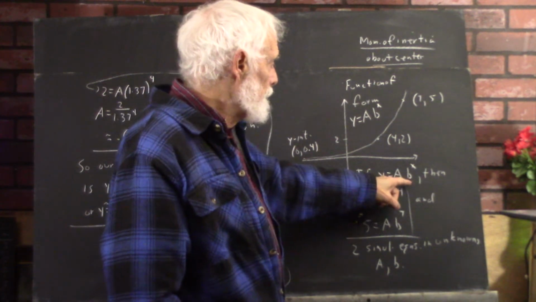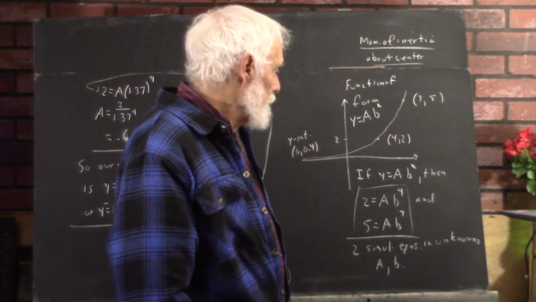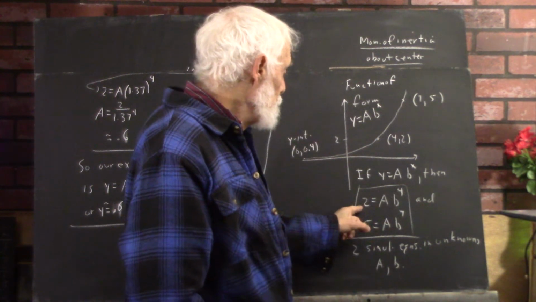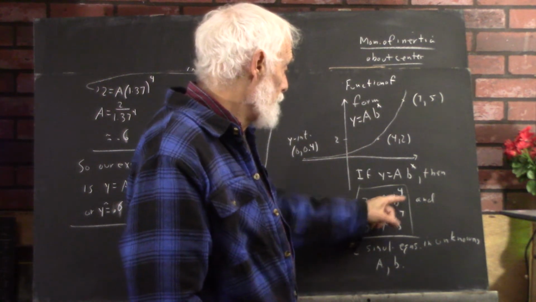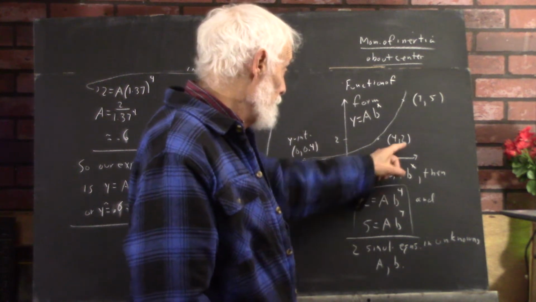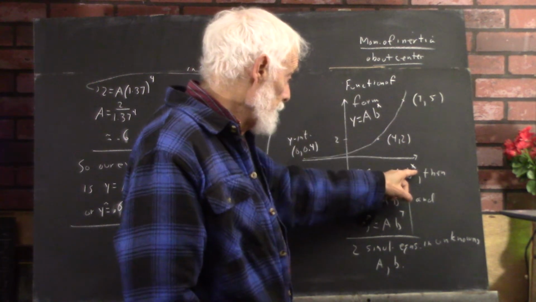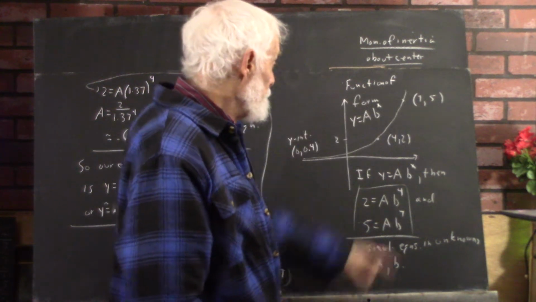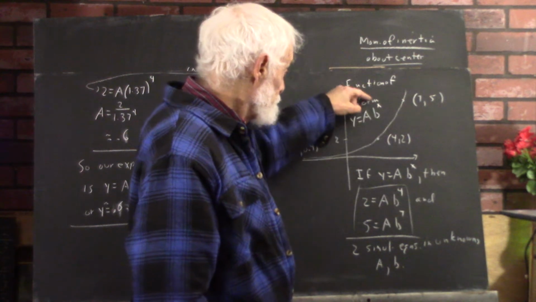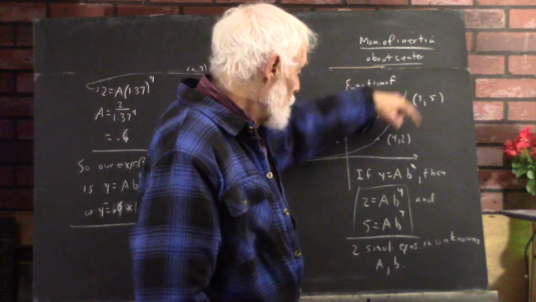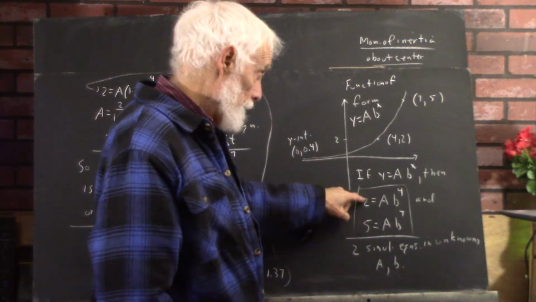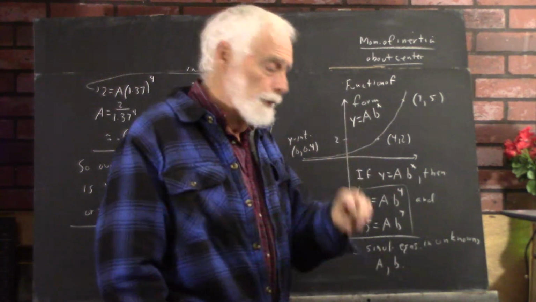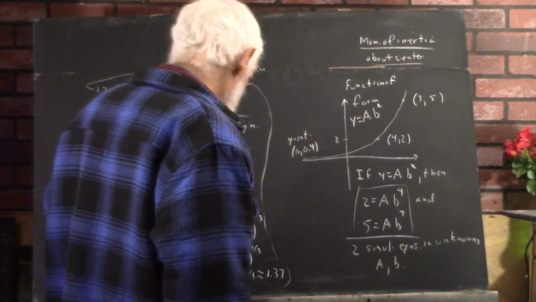If y equals a times b to the x, then since y equals 2 when x equals 4, we have 2 equals a times b to the 4th. Plugging in the y value here, plugging in the x value for x. Doing the same thing with the point (7, 5). X is 7, that goes where x is. Y is 5, that goes where y is, and there it is. Okay, that gives us two simultaneous equations in the two unknowns, a and b.